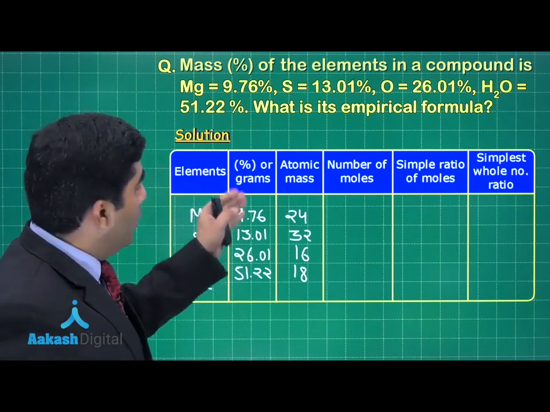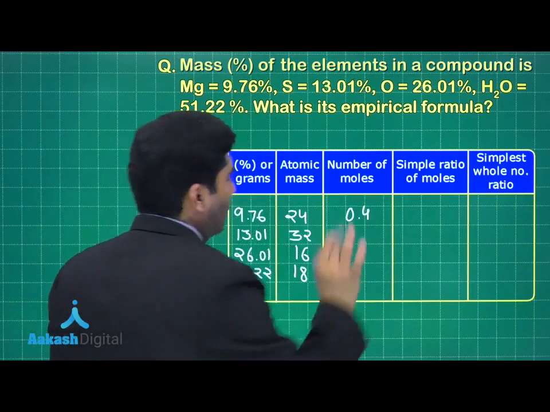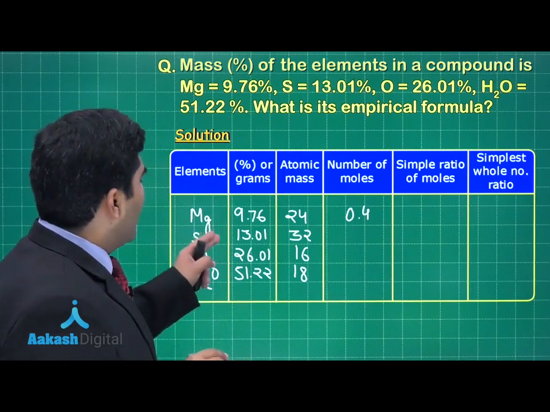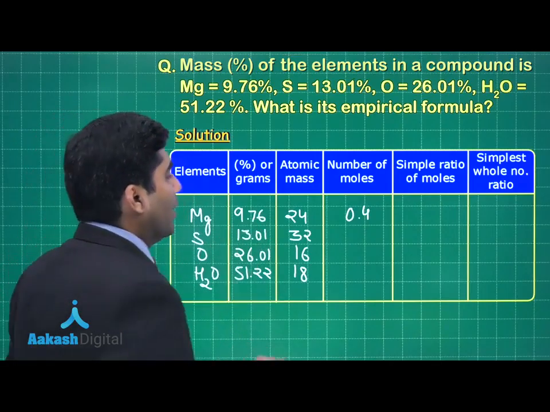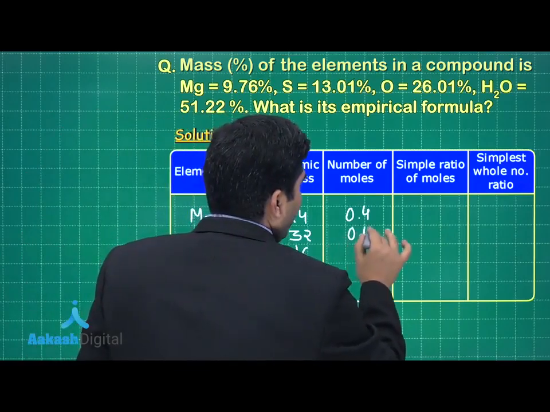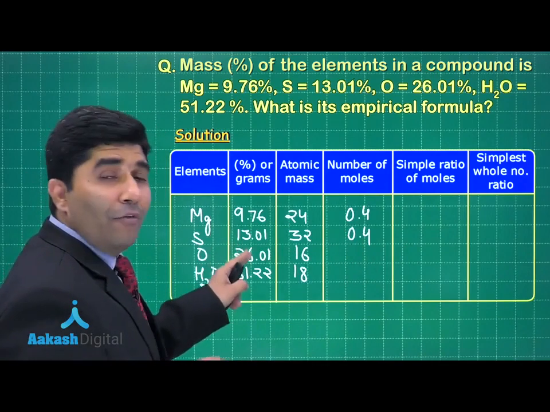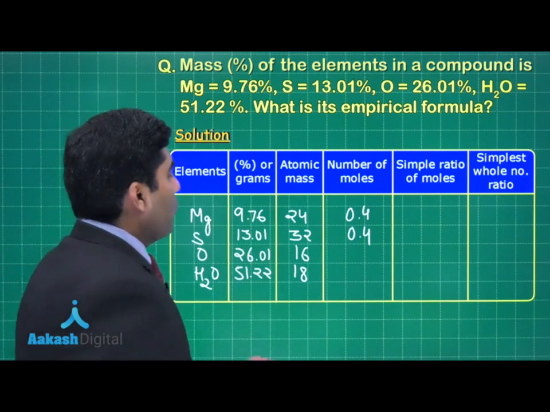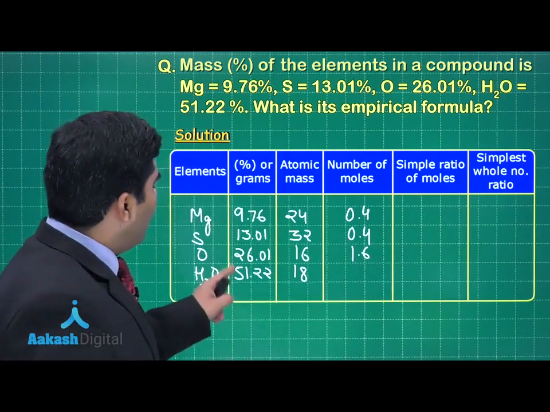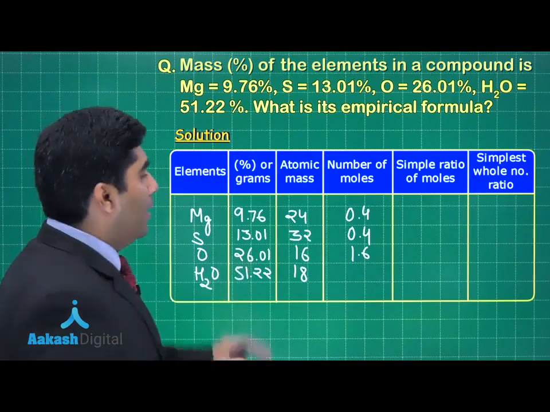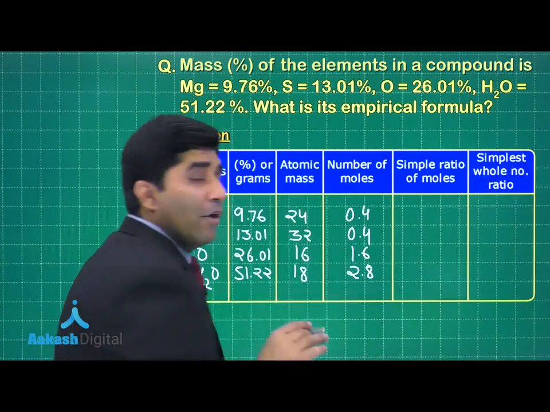So given weight upon molar mass means 9.76 divided by 24, we will get 0.4, right? Next, 13.01 divided by 32, we will get again 0.4, right? 26.01 divided by 16, we will get 1.6, and 51.22 divided by 18, we will get 2.8. Now what is the next step?